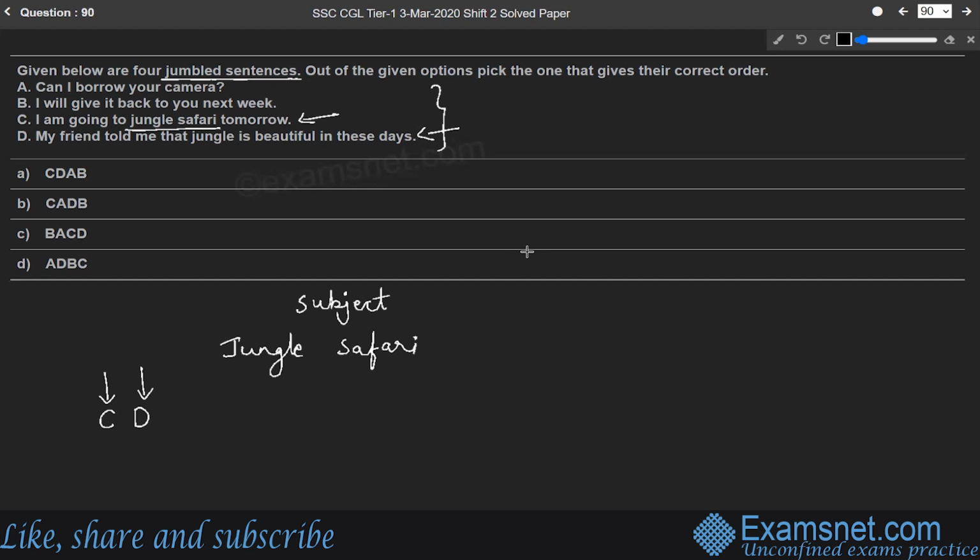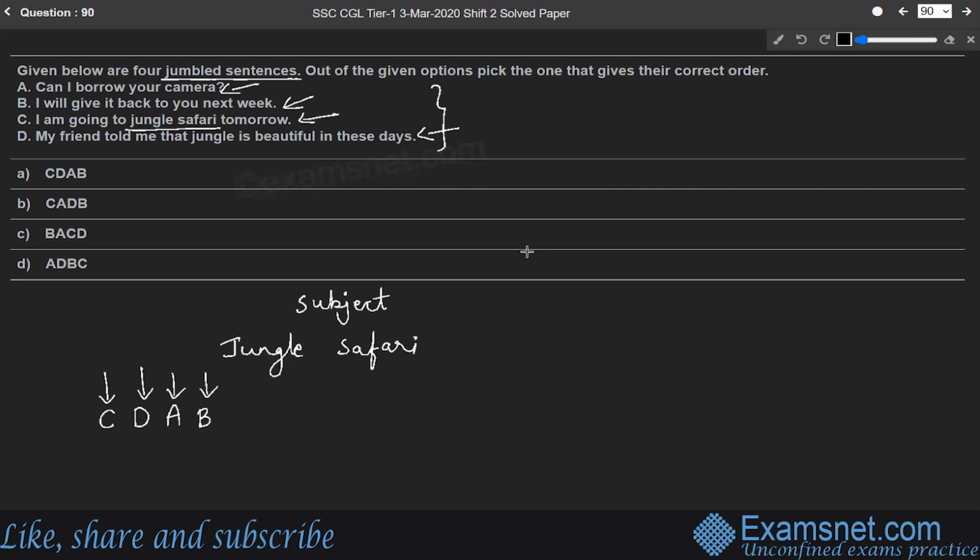Now, this will be followed by statement A. Why statement A? See, if he is going to jungle safari, he needs a camera. And in statement A, he is asking someone if he can borrow the camera. Statement A here basically talks about the person asking his friend to borrow his camera. So the third statement will be statement A. And the last statement will obviously be B, because in statement B, the person is promising to return the camera the following week. That is why the statement is I will give it back to you next week. In the previous statement, statement A, first he asked to borrow the camera, and obviously if he asks for the camera, then he will return it. So in the last statement, statement B, the person is promising to return it the following week. So the last statement will be statement B.